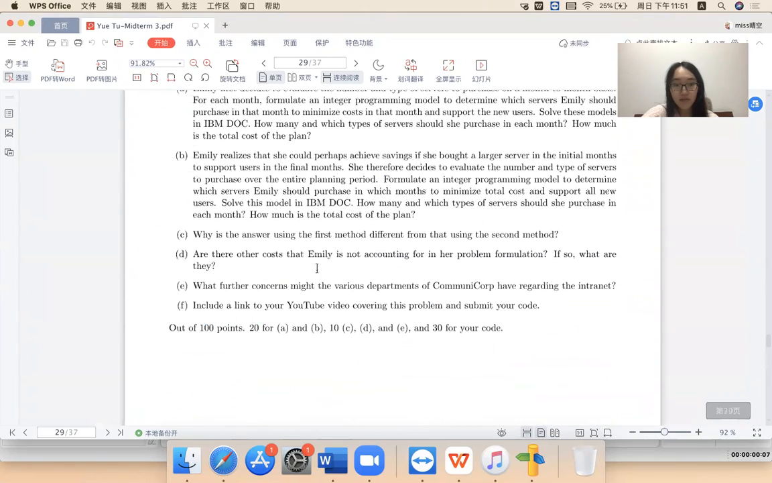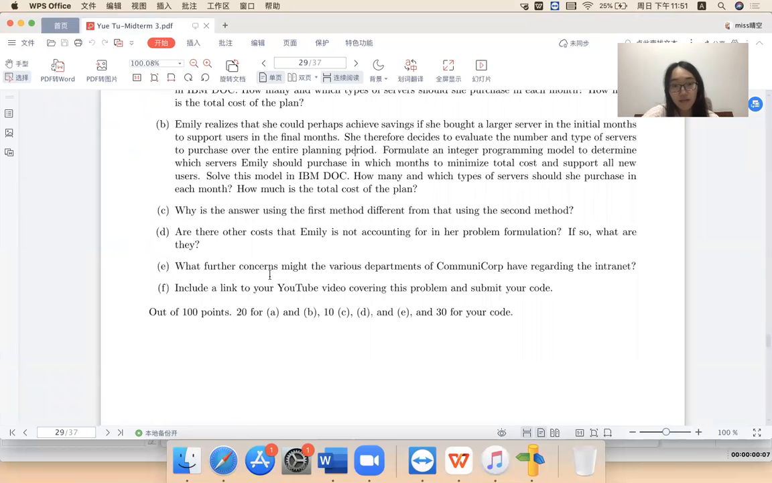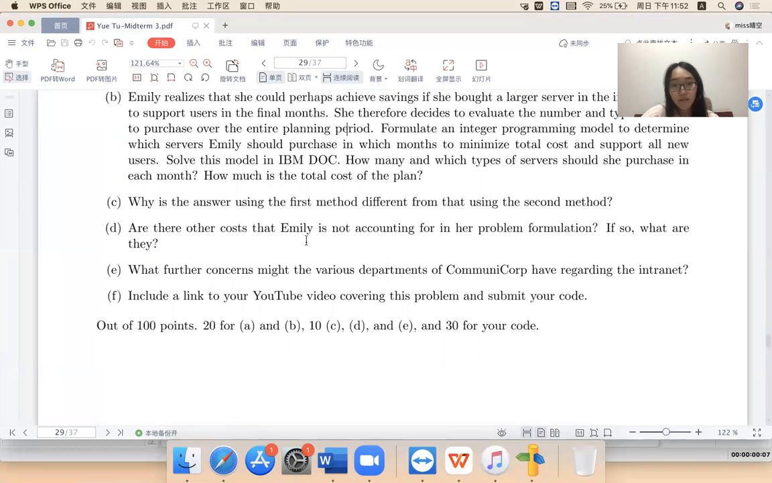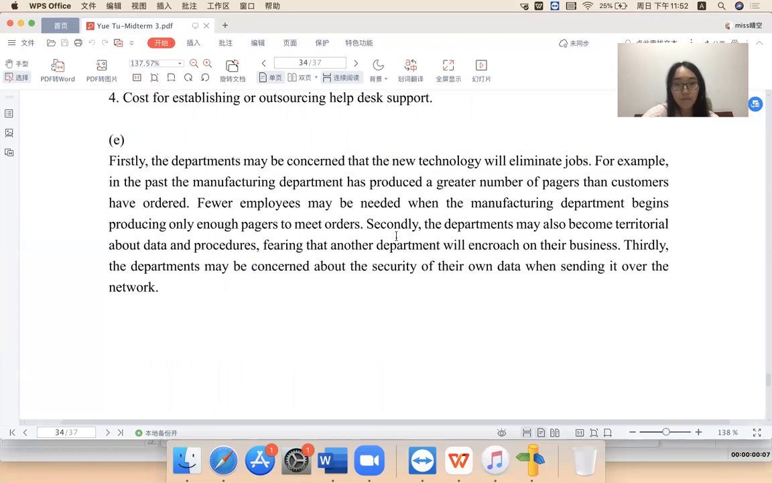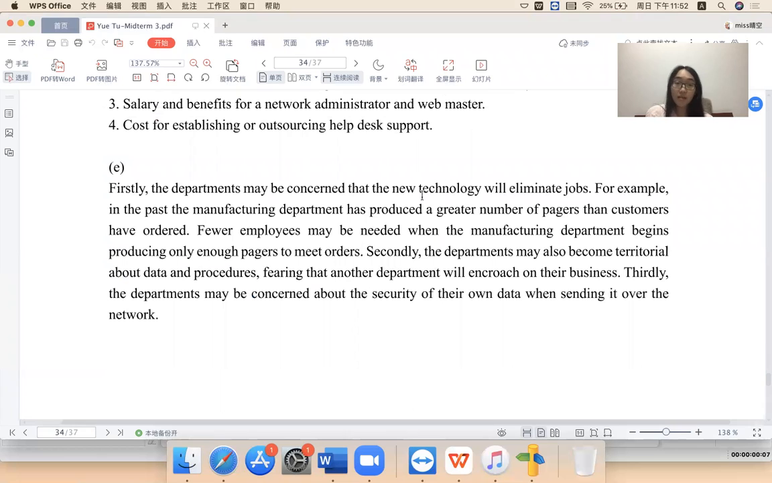There is a last question, that is, what further concerns might the various departments of the company have? And this is my answer. I give several examples. Firstly, the department may be concerned that the new technology will eliminate jobs, and the department may be concerned about the security of their own data when sending it over the network.